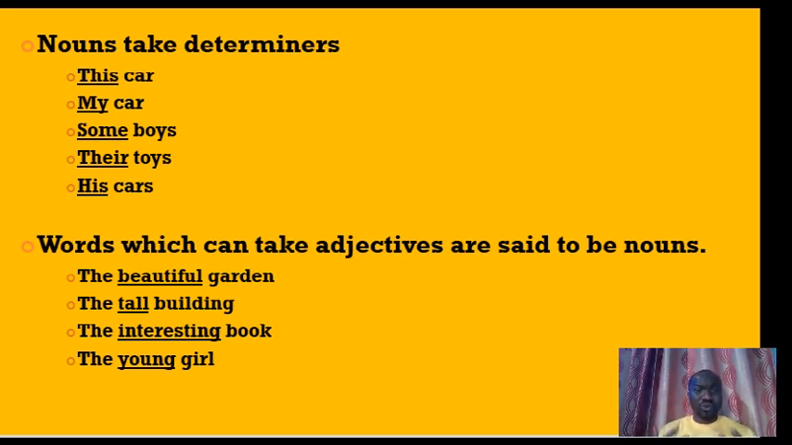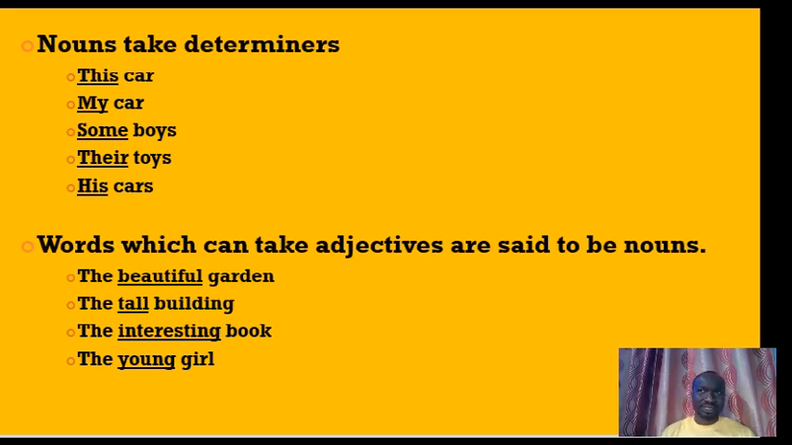Three, words which can take adjectives are said to be nouns. So a word which takes an adjective. What is an adjective doing? The adjective describes nouns. So at the moment you see an adjective describing a certain word, we call such words what? Nouns. So let us look at the example. The beautiful garden. What is beautiful? An object which is a noun. That is the garden. So garden is the noun here.